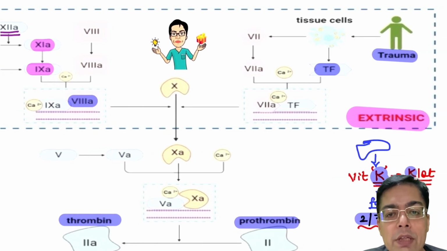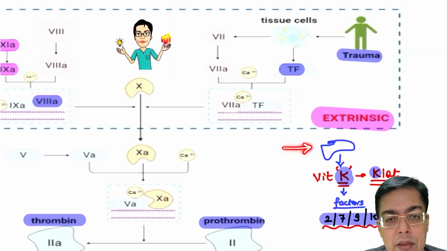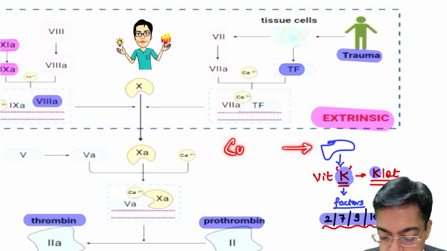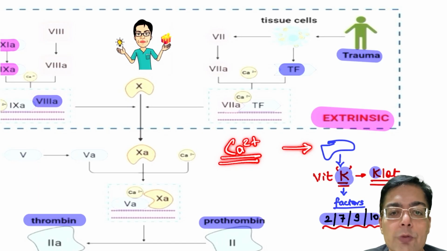So, the majority of the clotting factors are being produced in which organ? The answer is very clear, liver. But which clotting factor is not coming from the liver? That is calcium. And this calcium is also given the name of clotting factor number 4.